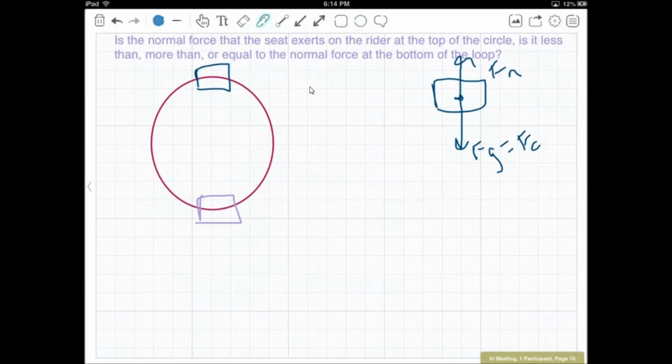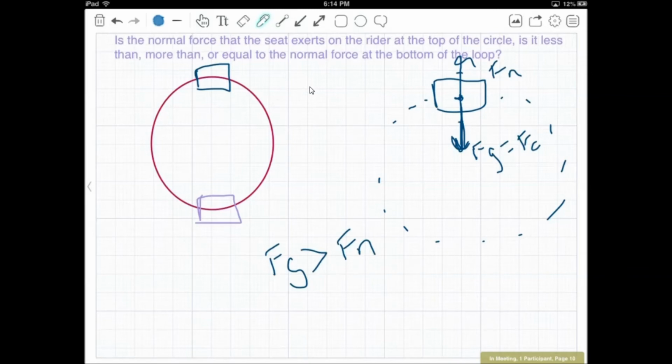So at the top of the loop, in order for me to move in a circle, I have to have a force that points towards the center of that circle, right here. Okay. So essentially what this question is saying is that at the top of the loop, the normal force and the force of gravity, here's the relationship. In order to move in a circle, the gravitational force has to be greater than the normal force.